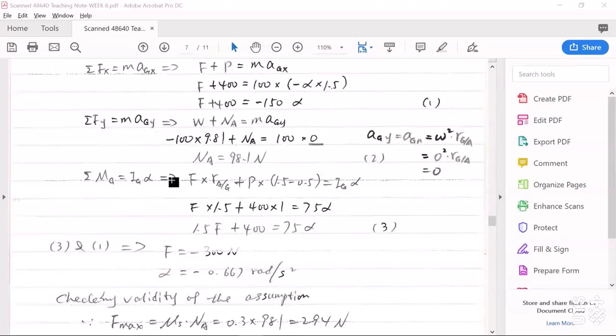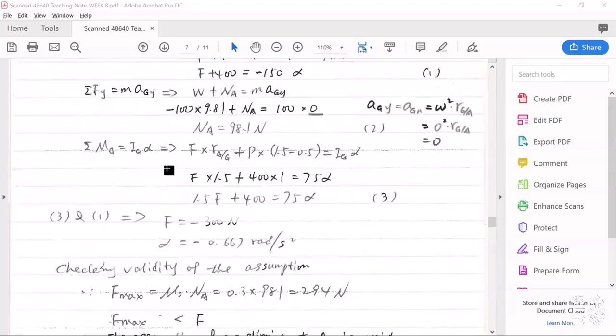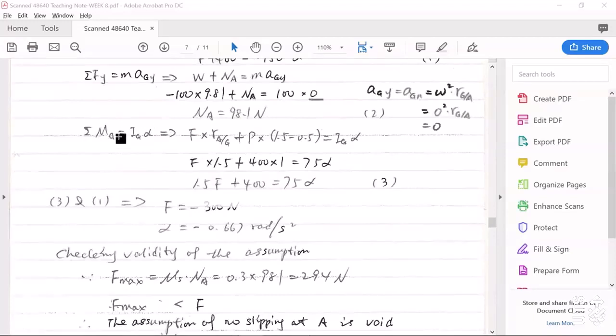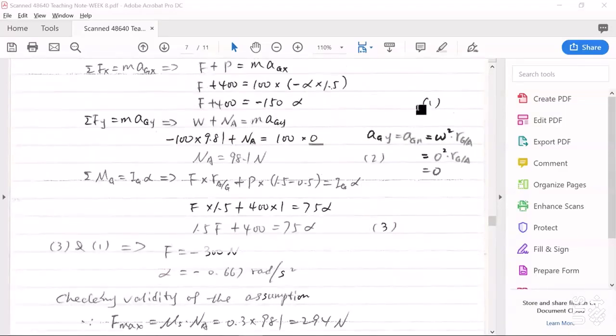Rotational component. Here, I use mass center point to do the calculation, and I can establish my equation 3. So using equation 1 and equation 3, we can work out friction force F. It should be negative 300 Newton, and alpha should be negative 0.667 radians per second squared.